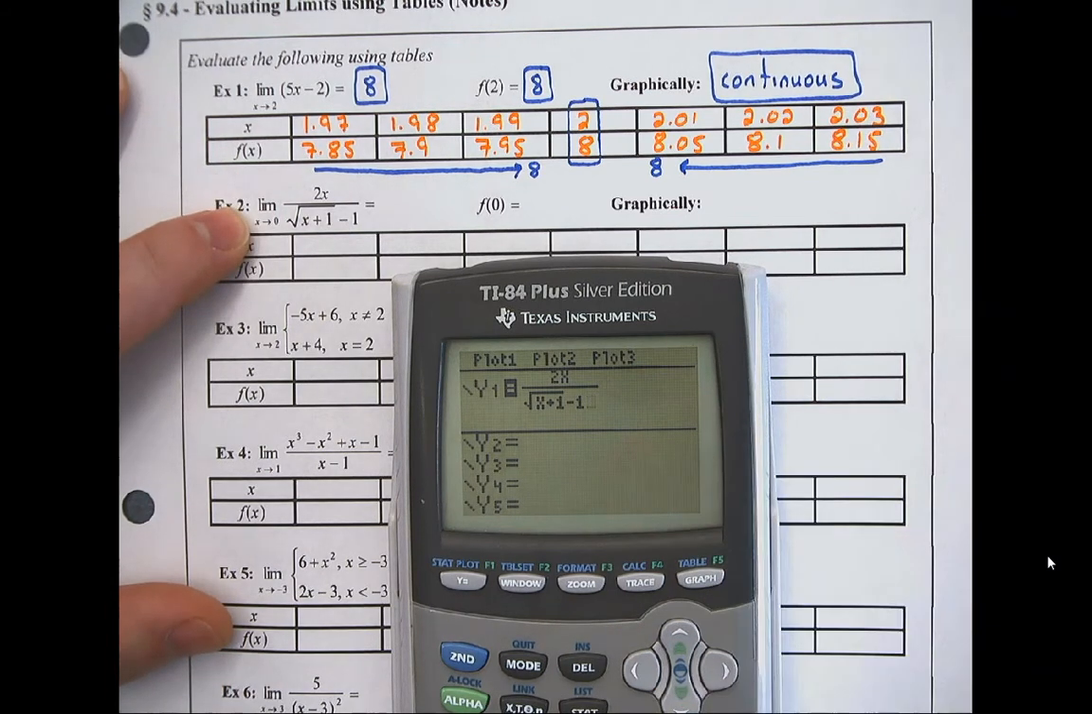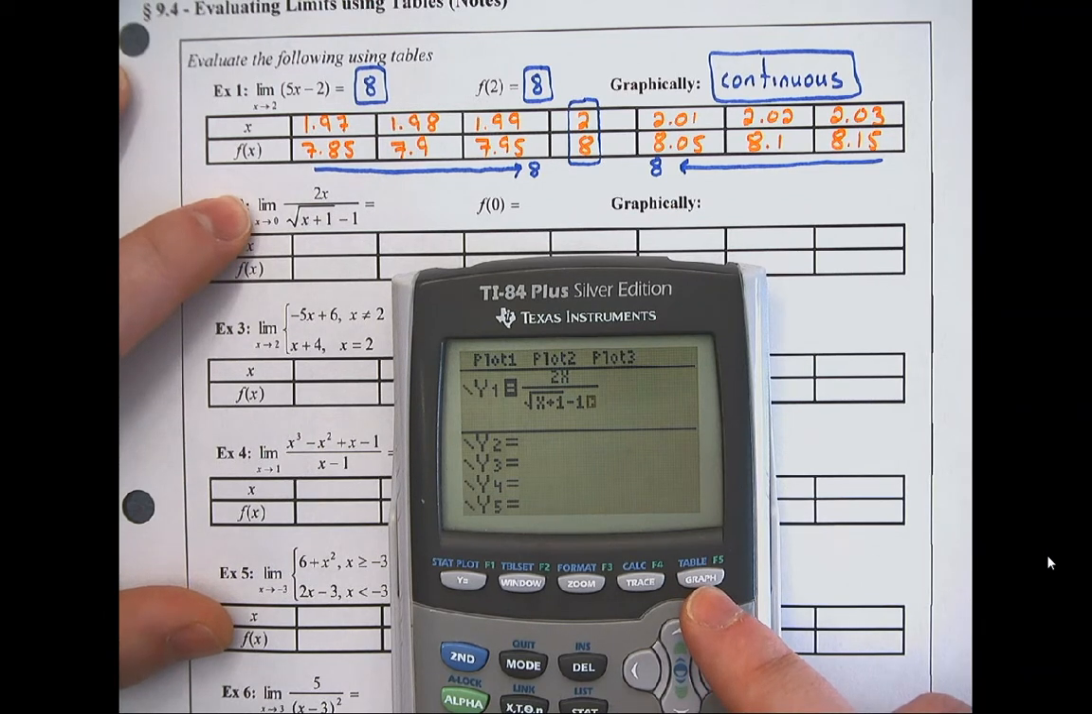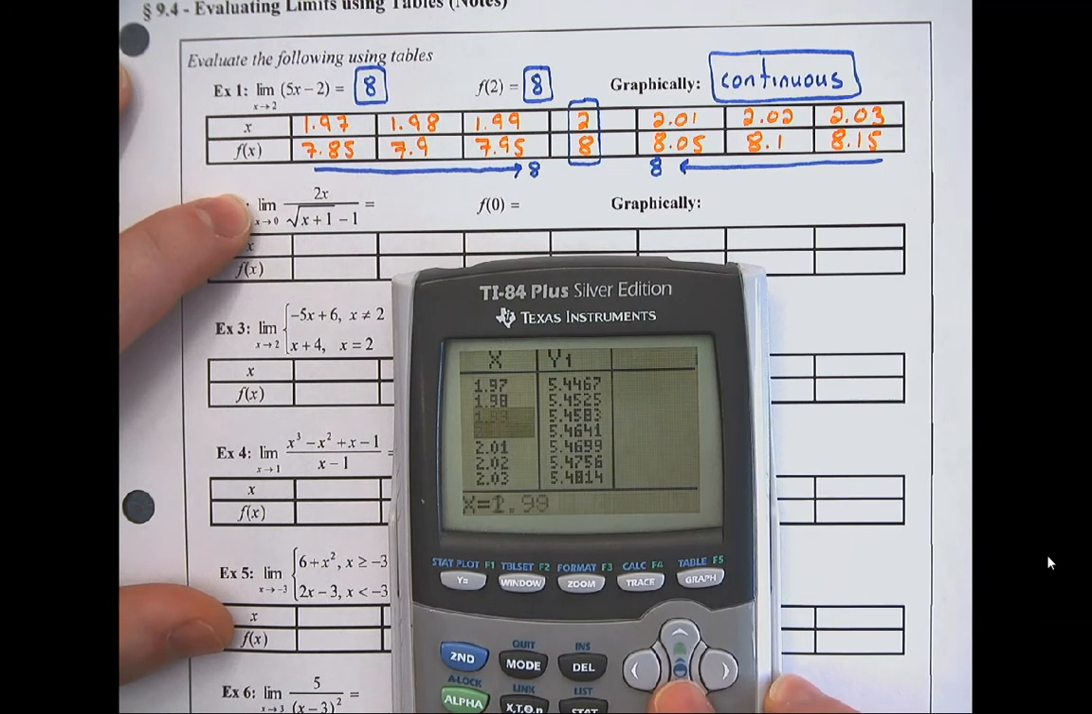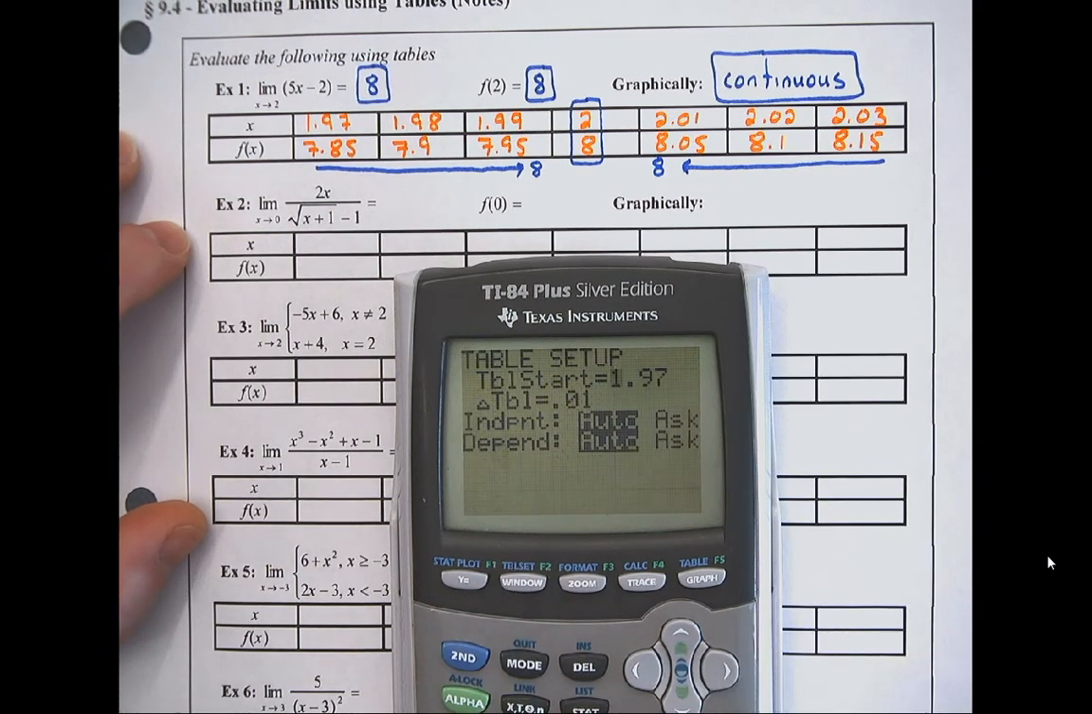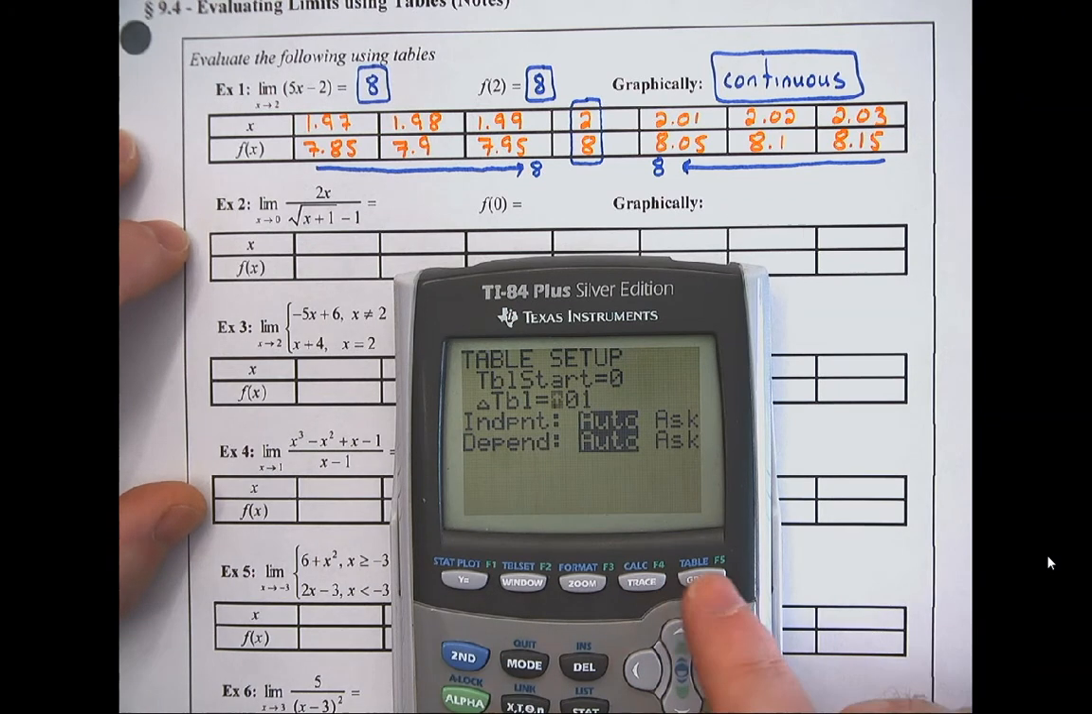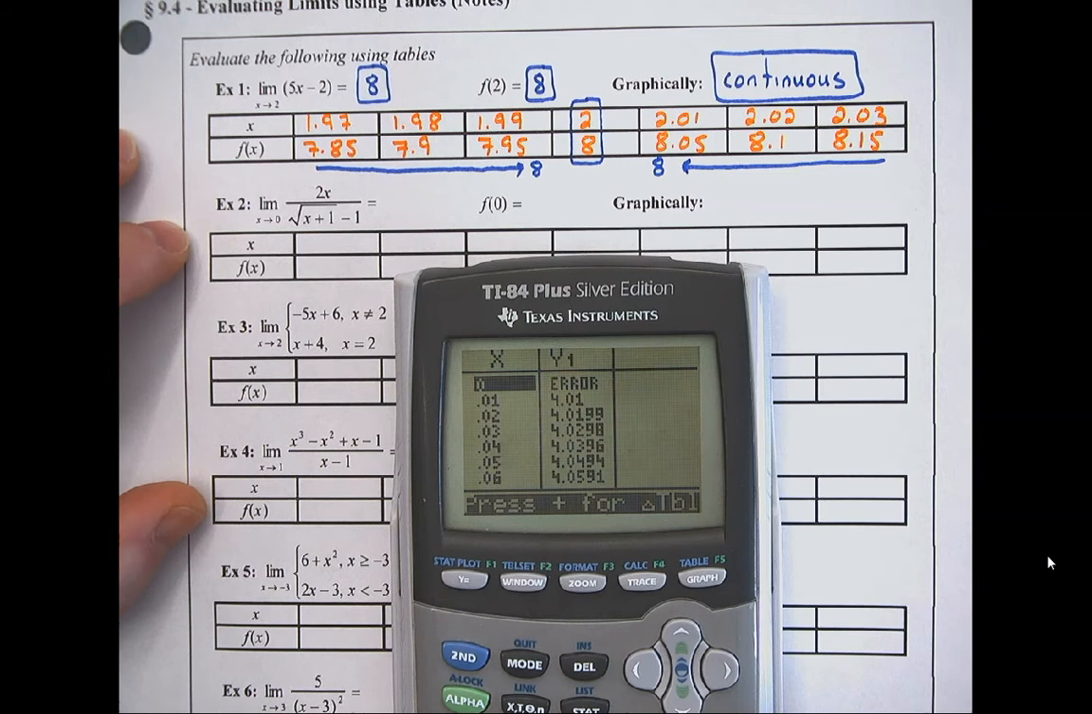Okay, now if you want to go to the graph, you can. If you want to go to the table right now, you can. But I would recommend setting up your table in a way that makes sense. If I go to my table now, this isn't any help because where am I approaching? 2. And we're supposed to be approaching x approaches 0. So go to your table setup first. Your table start should be whatever your limit is, and then I leave delta table to be 0.01. Once in a while you'll have to mess with that, but most of the time you won't. Once you have your table set up, then you can go into your table. Move your cursor so that 0 is in the middle. So that's where we're trying to approach.